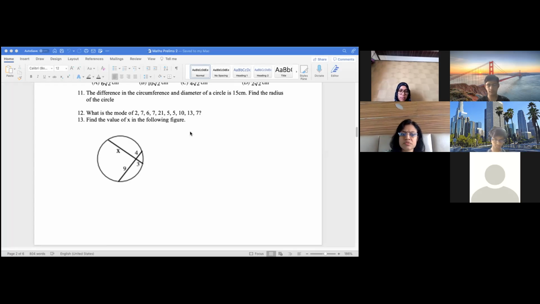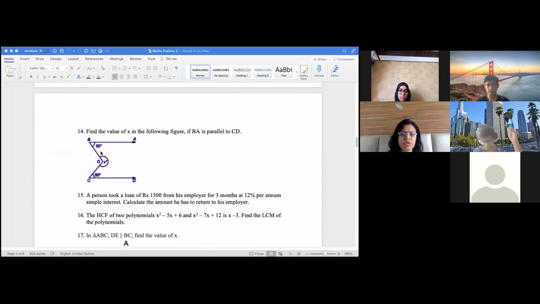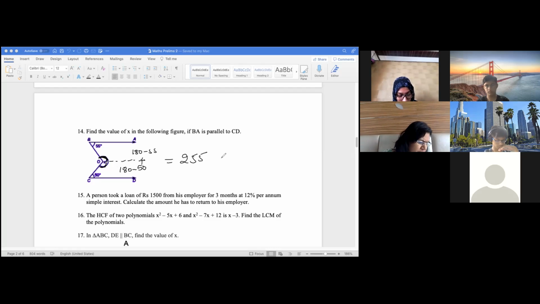Next is, okay, ये भी सिंपल है, you can do construction and solve, एक parallel line you will construct. So 55 plus this is 180 degree, okay, so this angle is 180 minus 55 and this angle is 180 minus 50. You add these two and you will get answer as 255, okay, 255 है ना, let me see, yes, 255 degrees the answer.